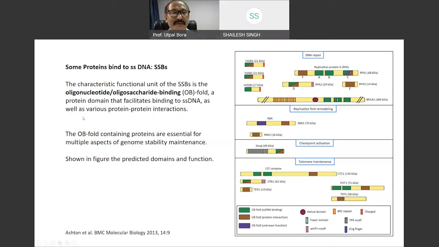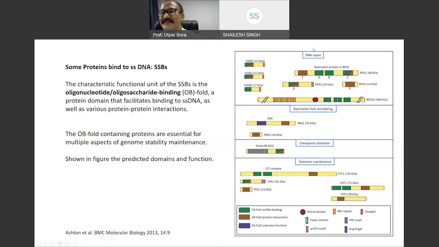You can see this fold that facilitates the binding of single-stranded DNA as well as various protein-protein interactions. These OB fold containing proteins are essential for multiple aspects of genome stability and maintenance. And here you can see some of the proteins being shown.